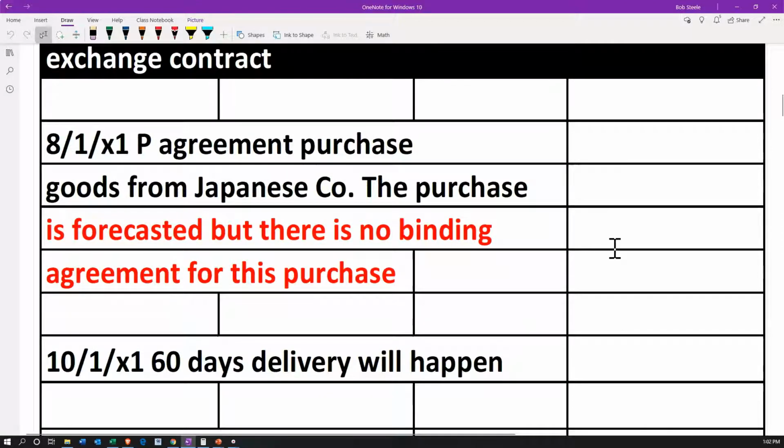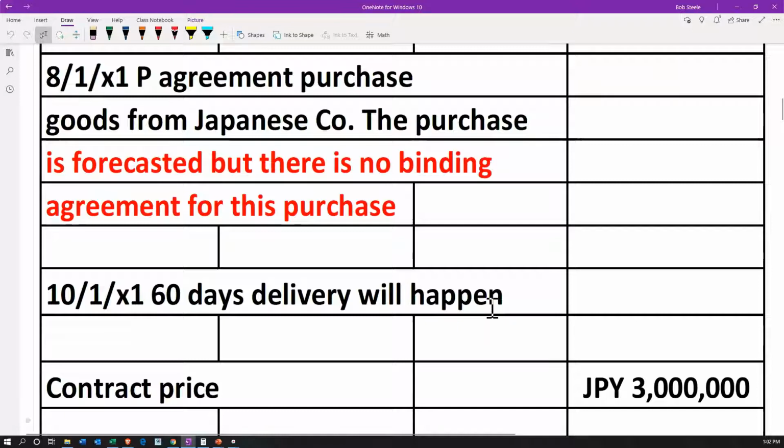So let's go through that again, with a little bit more detail. 8/1/X1, P US, agreement to purchase goods from a Japanese company. So we agreed to purchase the goods but don't have a contract. The purchase is forecasted, but there's no binding agreement for this purchase. So that's going to be the major difference from what we've seen in a prior practice problem.